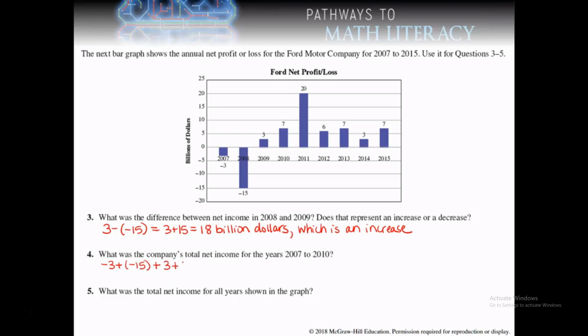And then in 5, what was the total net income for all of the years? So we've got negative 3 plus negative 15 plus 3 plus 7 plus 20 plus 6 plus 7 plus 3 plus 7, and that comes out to a profit of $35 billion.